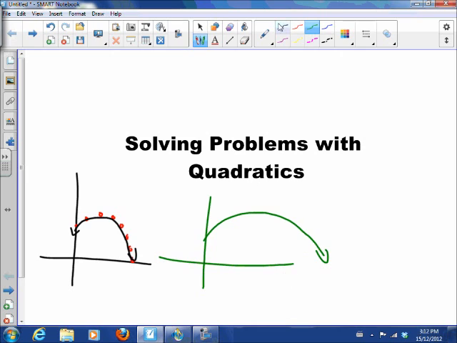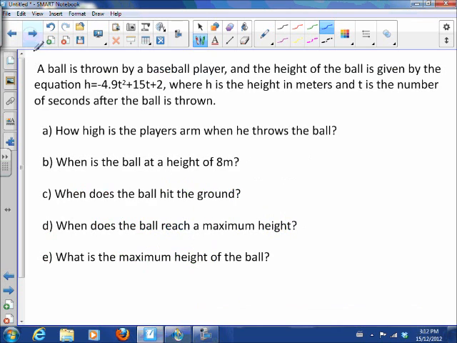Now, the example that you're going to see today is not horizontal distance and vertical distance. This is going to represent the height, and this is going to represent the time after the ball's thrown. So we're going to keep track of where the ball is with regards to time. Okay, so here we go.